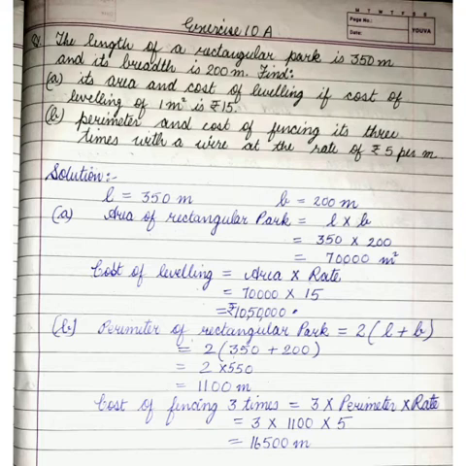B part, perimeter of rectangle, we already know that it is 2 into (length plus breadth). Putting the value, 2 into (350 plus 200). 350 plus 200 is 550 multiplied by 2, that is 1100 meter. Now to find the cost of fencing, but it has to be 3 times, so we are multiplying by 3, then by the perimeter and by the rate. So 3 into 1100 into 5 is equal to 16,500 rupees.